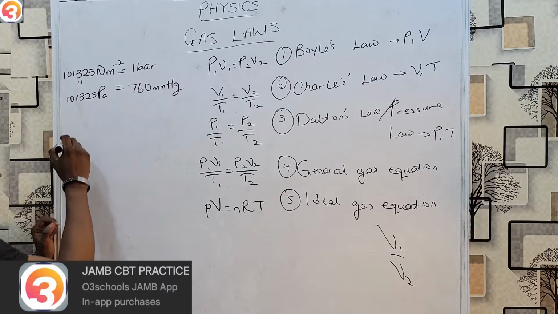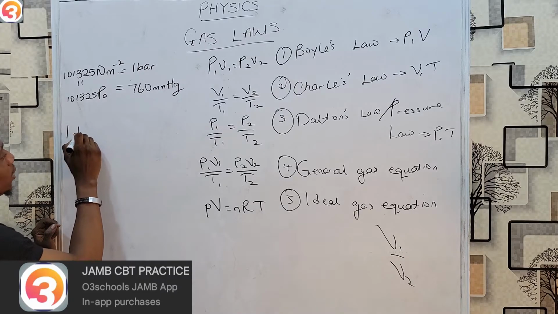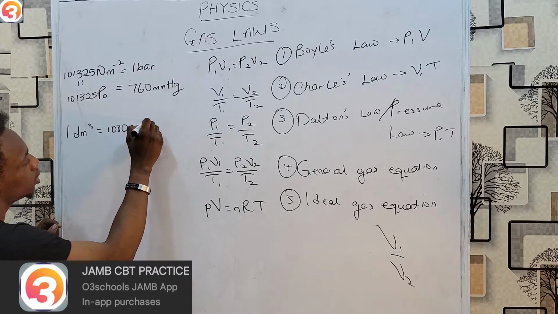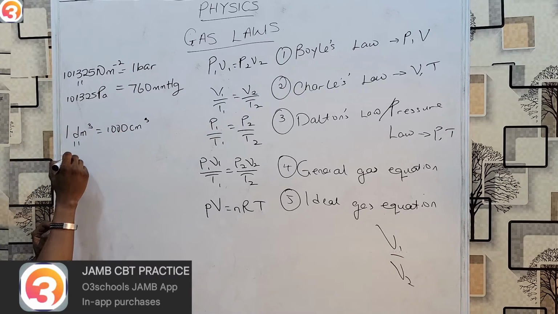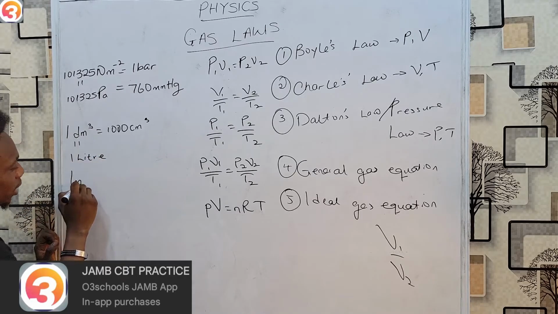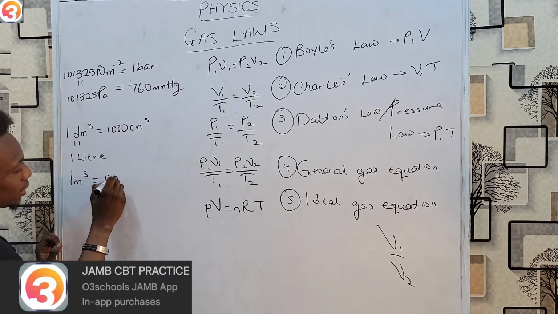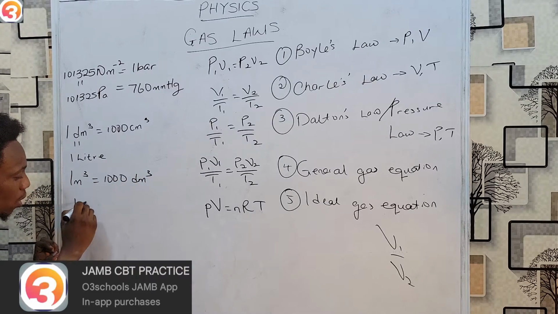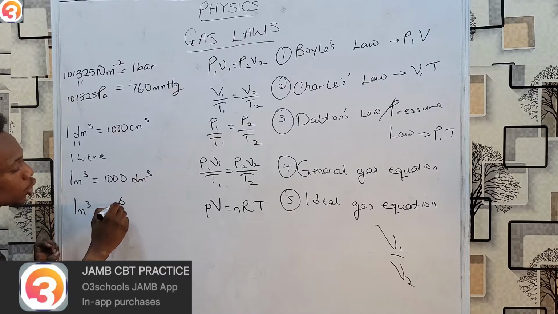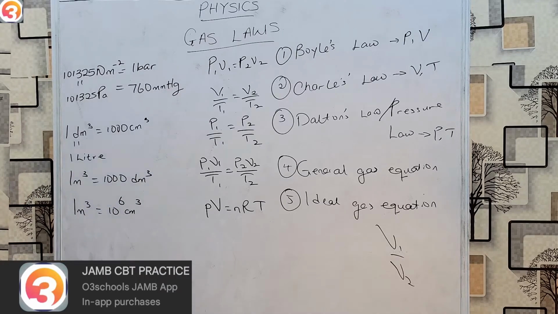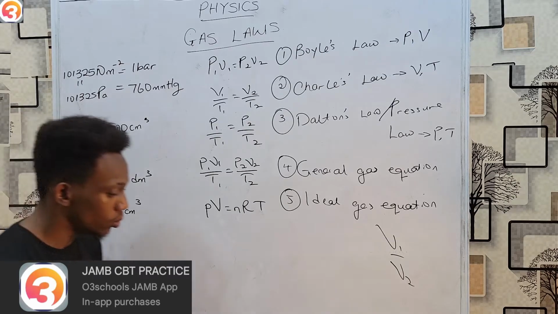In volume, you must please note that 1 dm cube equals 1000 cm cube. 1 dm cube is the same thing as 1 liter, but 1 meter cube equals 1000 dm cube, which means quite simply that 1 meter cube equals 10 raised to power 6 centimeter cube. So, in case you have to convert from cm cube to meter cube, that is what you do.